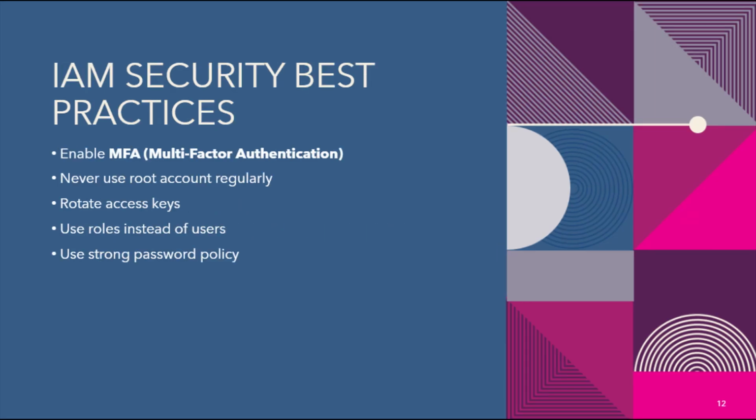IAM security best practices. Some important best practices include: enable multi-factor authentication, avoid using root account regularly, rotate access keys, use IAM roles instead of users, enforce strong password policies. These practices help secure AWS environments.